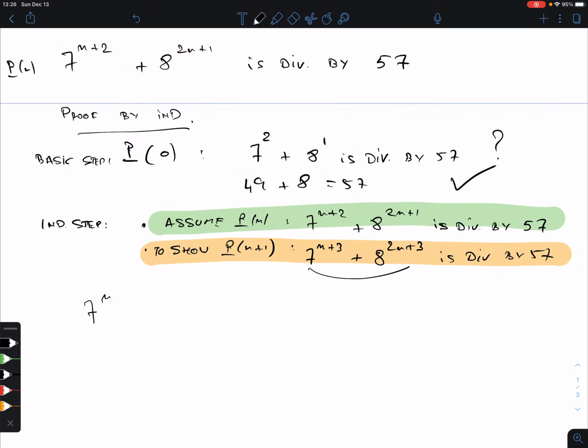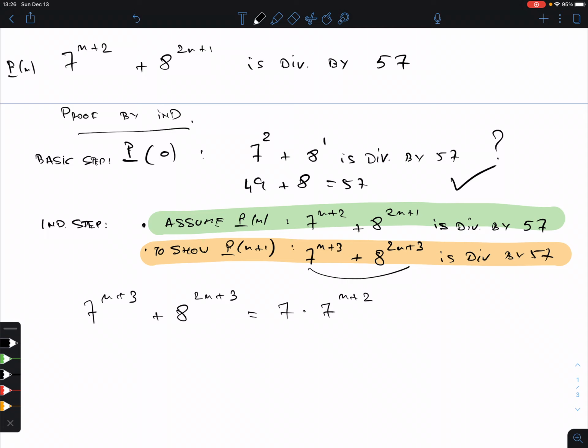7^(n+3) plus 8^(2n+3). And now I want to mimic somehow these forms. Here's an n plus 3, I need an n plus 2. How can I do this? By factoring out one of the 7s. So this is the same as 7 times 7^(n+2), because multiplying is adding exponents. We normally do it in the combined way, but now we decombine it, so to speak.